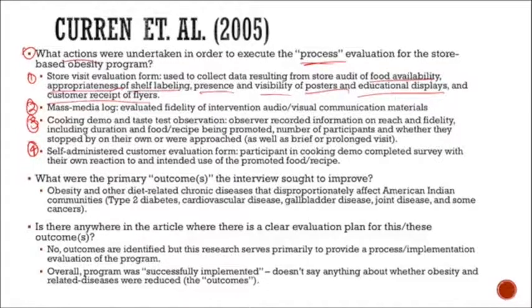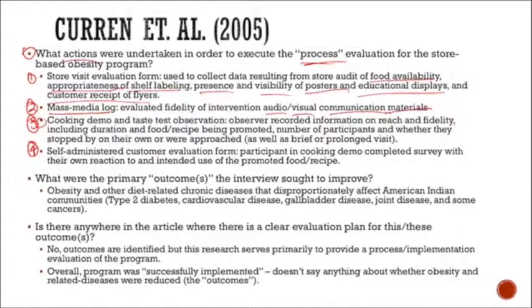Right? The second item here that they listed is this mass media log. So they wanted to evaluate the fidelity of the intervention, meaning we're going to look at the audio and visual communication materials that were used to promote the program in order to disseminate information about it so that people knew of the program and were aware of what was going on, and make sure that they both went out as they were supposed to and that they were clear and understandable and communicated well in the advertisements and marketing information that they had produced.